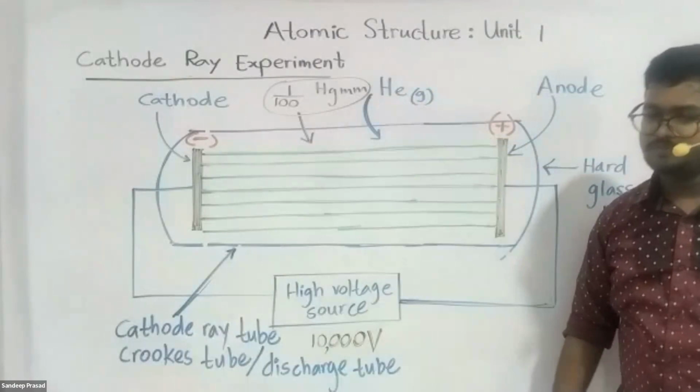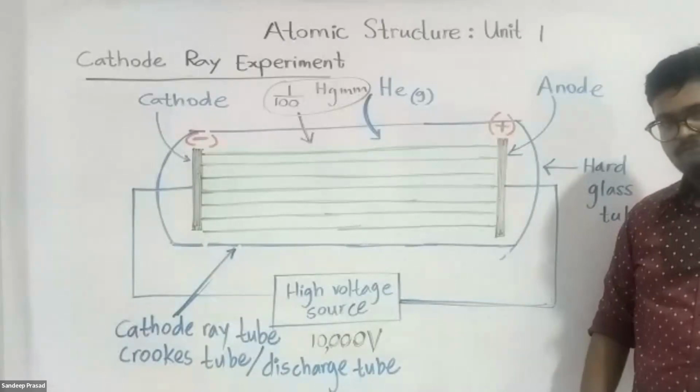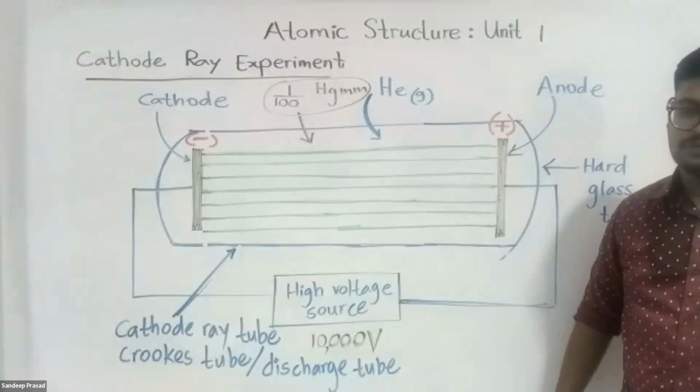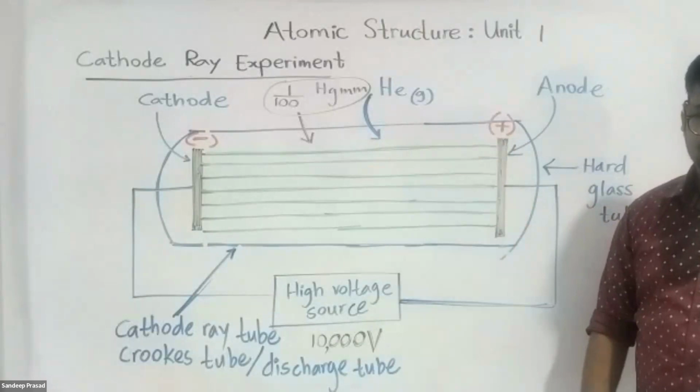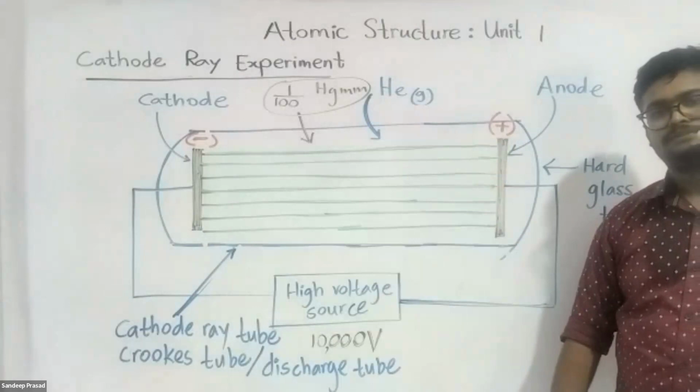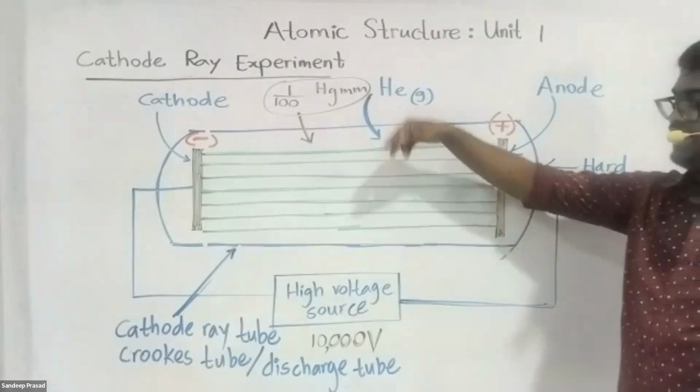I told you that this is not only learning, but you have to think. Why did they apply this kind of voltage? Because when you apply this kind of voltage, electrons, the cathode rays, can easily move from cathode to anode, because this electrical energy will be converted to kinetic energy. Anyway, now you know why we have injected helium gas and why we have maintained the pressure inside the cathode ray tube.